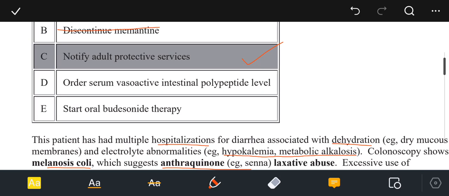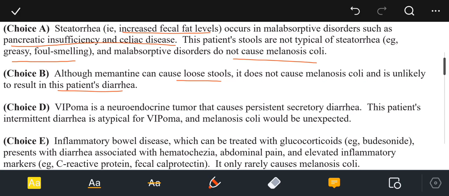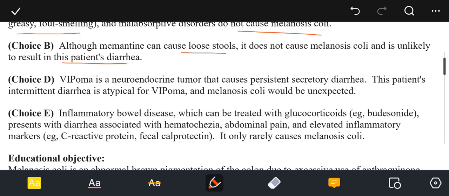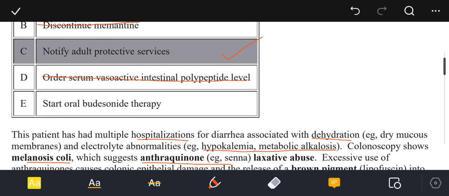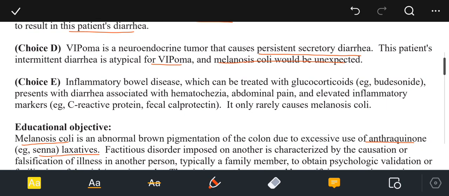Choice D, that is order the serum vasoactive intestinal peptide level. This is not the option of choice because VIPoma is a neuroendocrine tumor that causes persistent secretory diarrhea. This patient's intermittent diarrhea is atypical for VIPoma, and melanosis coli would be unexpected. Choice E, that is start oral budesonide therapy. This is not the option of choice because inflammatory bowel disease, which can be treated with a glucocorticoid, for example budesonide, presents with diarrhea associated with hematochezia, abdominal pain, and elevated inflammatory markers, for example C-reactive protein and fecal calprotectin. It only rarely causes melanosis coli.